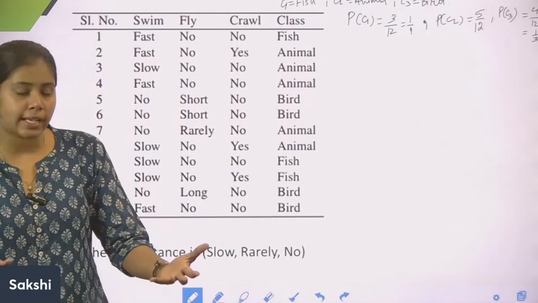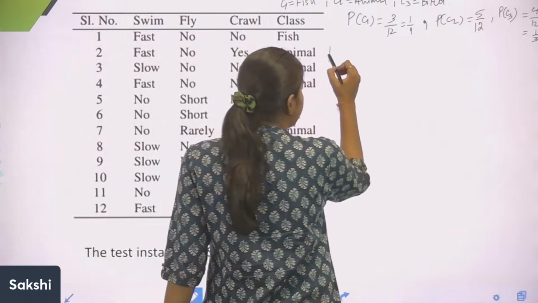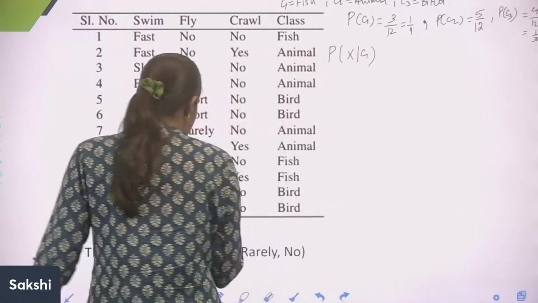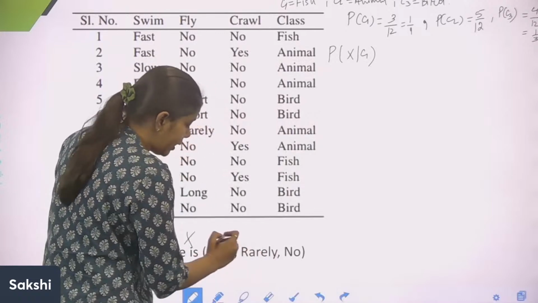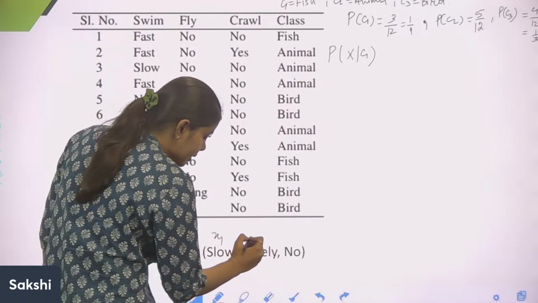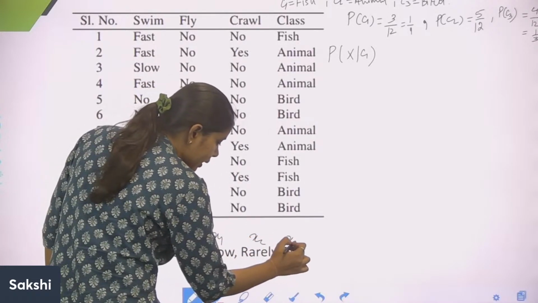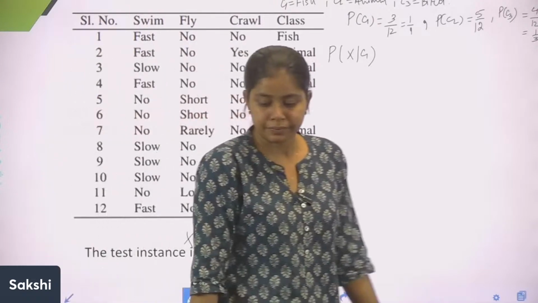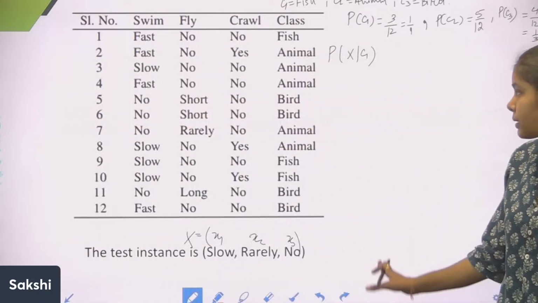But the question arises: what is the probability X given C1? And what is X here? X is slow, rarely, and no. So I'll take X1 as slow, X2 as rarely, X3 as no. That is your X. Let me know, guys, if this thing is clear.